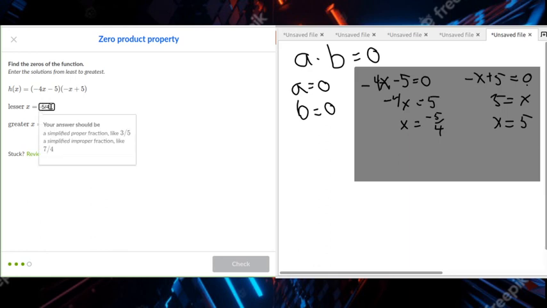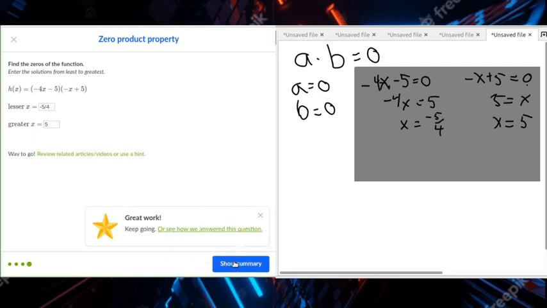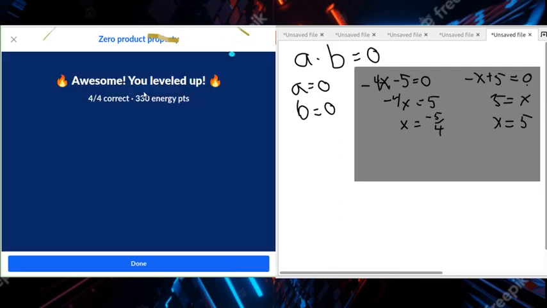Don't forget your negative. Like when I do this, not half the time, but like 1 in 10 times, I'll say something and then I'll type a different thing. And man, is that embarrassing. Okay, so that's how we do the zero product property.